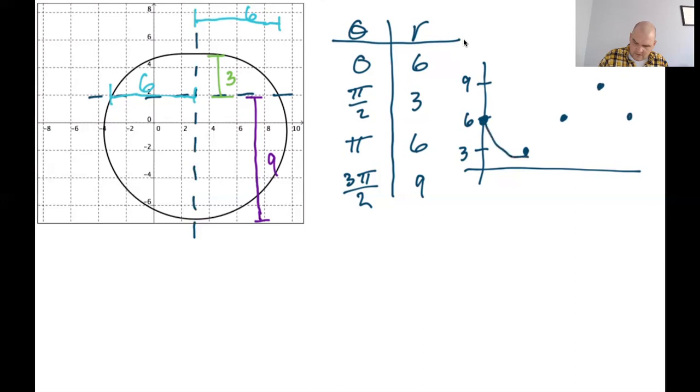Okay, so is this the best graph I ever made? Nope. But does it get the job done? Yes. So hopefully my face isn't like right on top of that. Okay, so this I know is going to be r equals 6 minus 3 sine of theta.